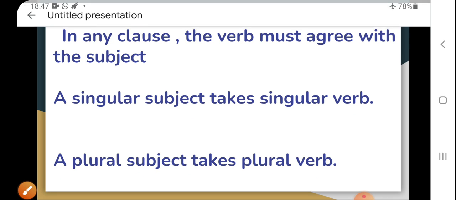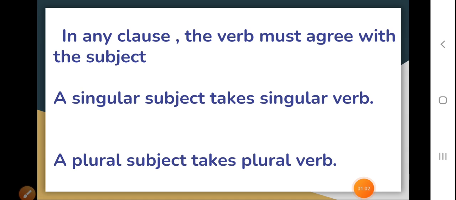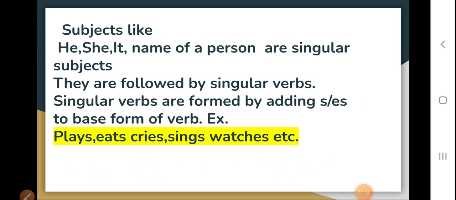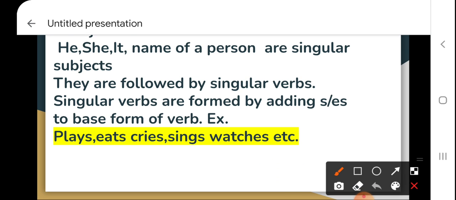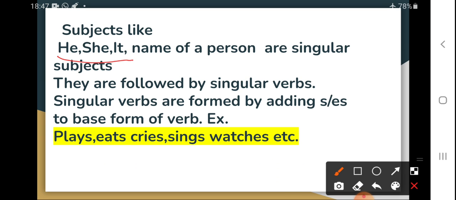Now see, subjects like he, she and it, or the name of a person, are all called singular subjects and they are followed by singular verbs. If the subject is singular, you will provide a singular verb. And what are singular verbs? The verbs, the base form of verb, when we add s or es to them, they are called singular.